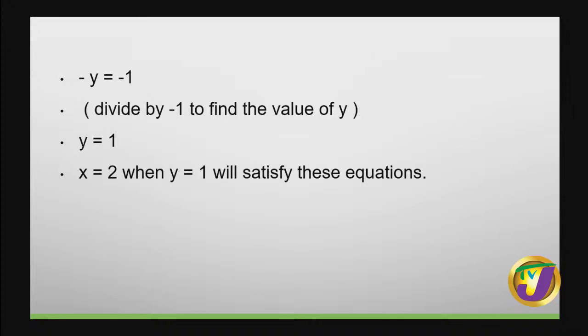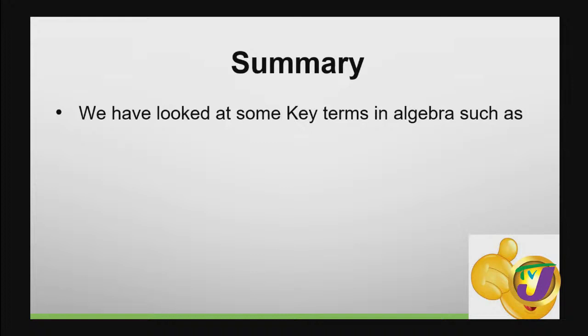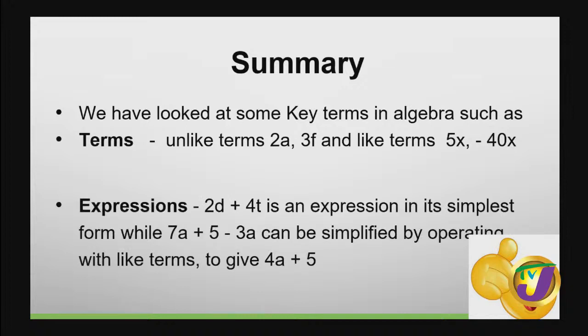All right, so let us just quickly look at some of the things we did today. We have looked at some key terms in algebra. You should know by now you have terms, and you can have like terms and unlike terms. These are a few examples here. When it's like, they have the same variable. When it's unlike, they have different variables. An expression, this is an example of an expression: 2d plus 4d. Also, 2d all by itself can be an expression.